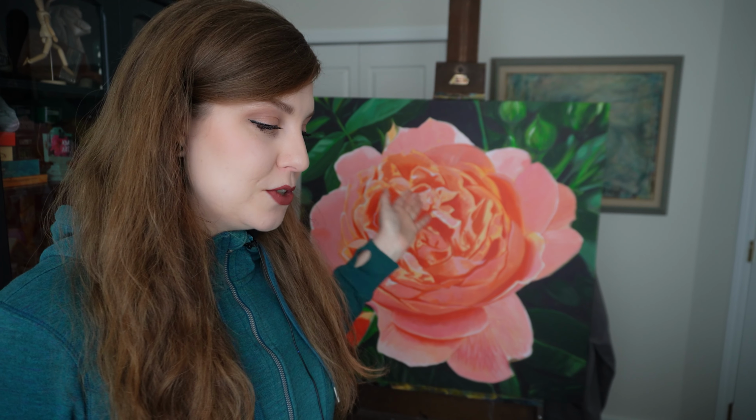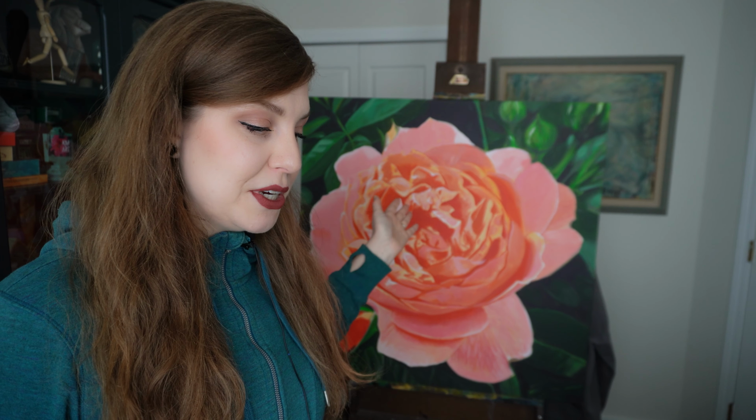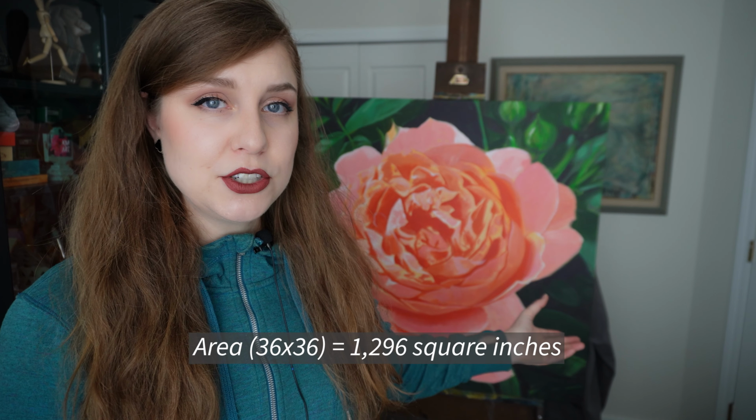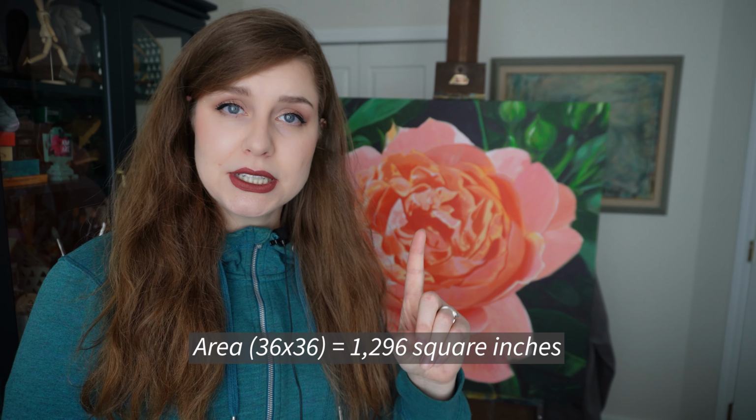Let's look at this piece back here. It's actually not finished, but it's a 36 by 36 inch. So if we try our formula with this, we go 36 by 36, calculate that, and that is 1,296 square inches. So if you were at $1 per square inch, if your expertise factor was 1, then you would sell this for 1,296.